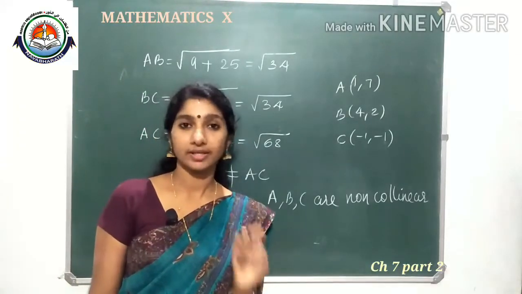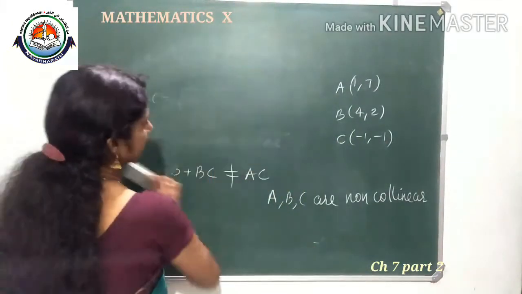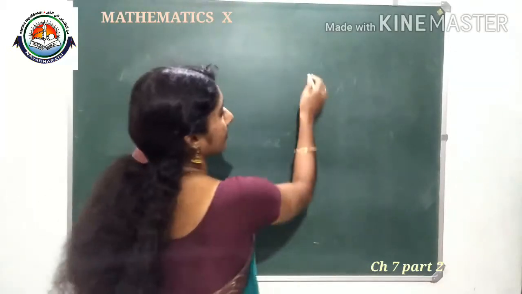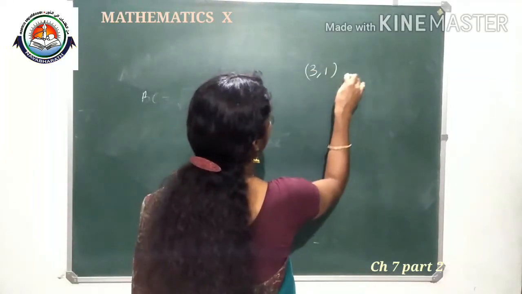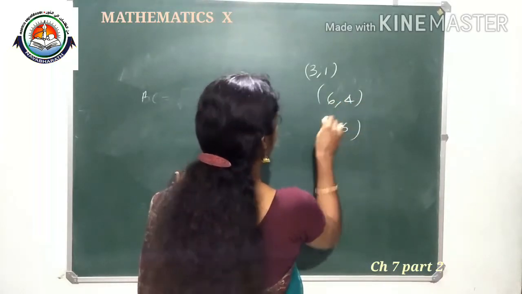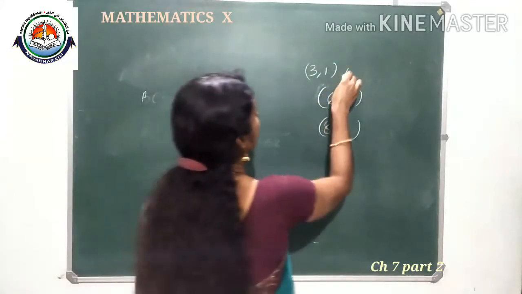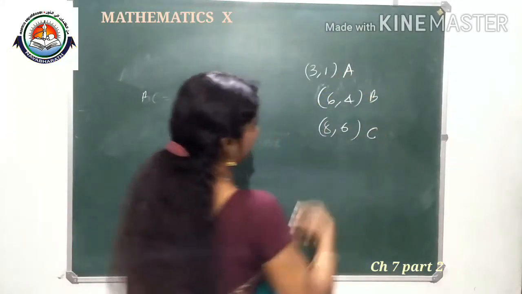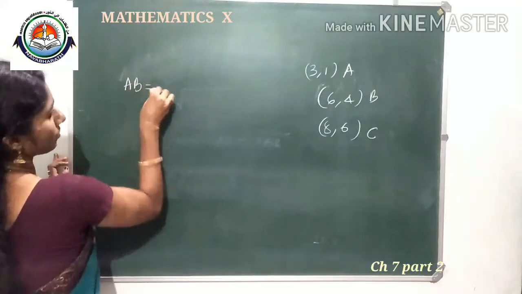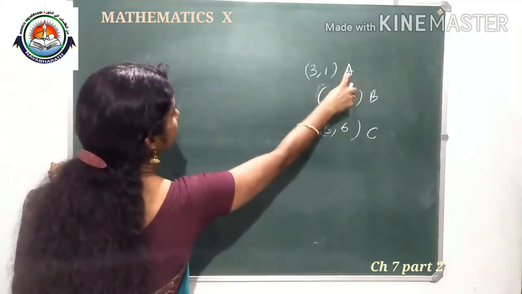Okay, not collinear points. Then we have another question. 3 points are given like this: (3, 1), (6, 4), (8, 6). We can give names for these: A, B, C. I am finding AB first. AB is equal to, any name you can give, no problem. AB length we are finding.